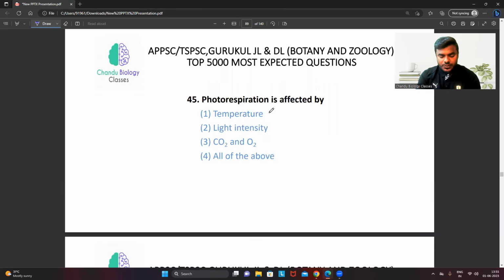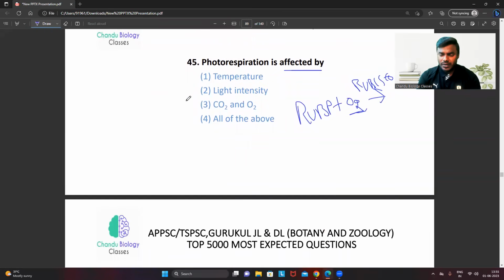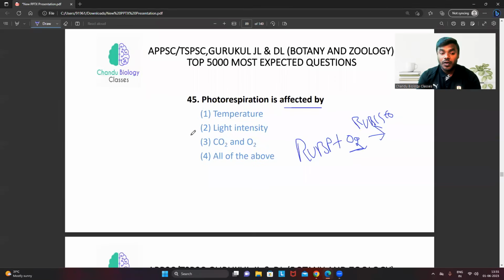Now, photorespiration is affected by, every student knows very well. I will explain it to you in tomorrow's class. RUBP, 5 carbon, oxygen, no carbon dioxide is there. Then what enzyme? Rubisco enzyme. It is fixing the oxygen. Correct now? Now the question is how it is getting affected. I told you many times, every student remember my words. When there is high light intensity and high temperature, I will explain in the class, just listen.